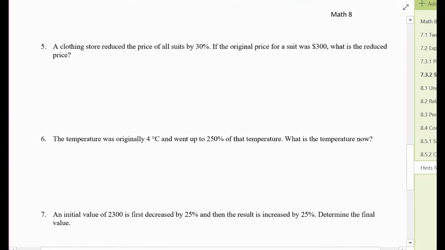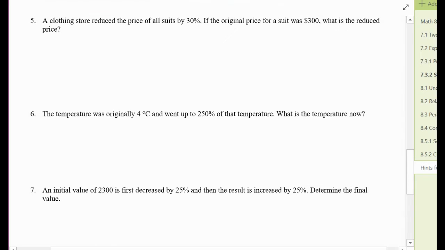Look at number 5. A clothing store reduced the price of all suits by 30%. If the original price of a suit was $300, what is the reduced price? Okay, reduced price means you're only paying 100 minus 30, which is 70%. You're only paying 70% of the original price. So if it is reduced, you subtract that number from 100, and that is 70%.